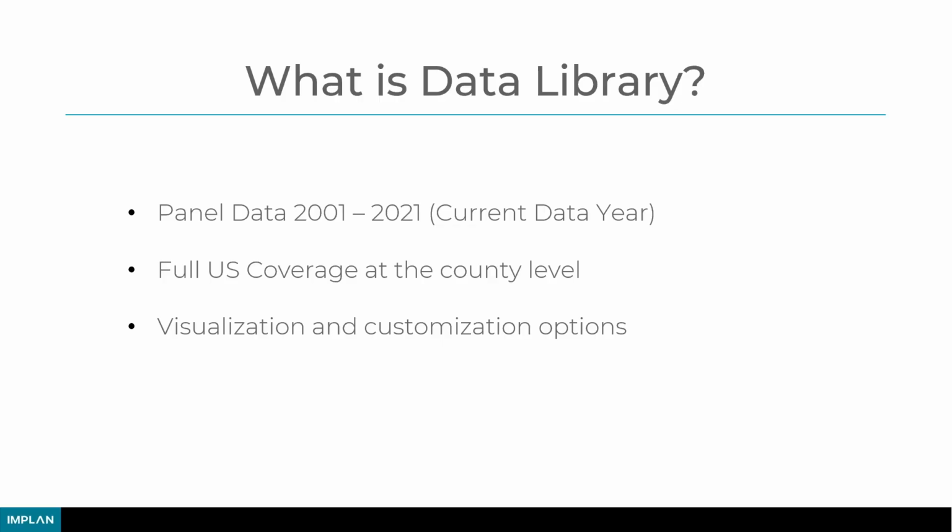Data Library has full US coverage at the county level. So what does that mean? Whereas with IMPLAN Cloud, you purchase and access data via a particular set of geographies, whether it's at the county level for an individual state or at the national level in a national package, you have limits to what data you can access. In Data Library, you have full coverage at the county level for the full United States.